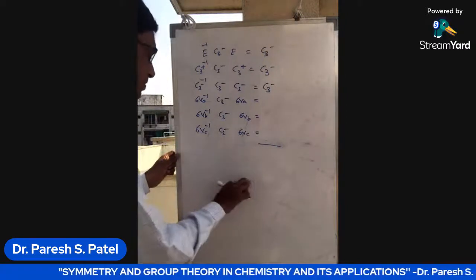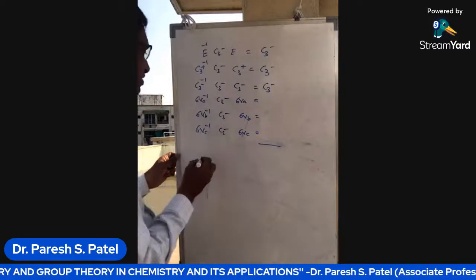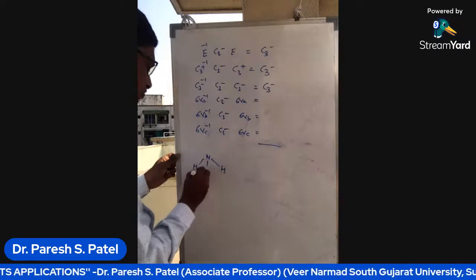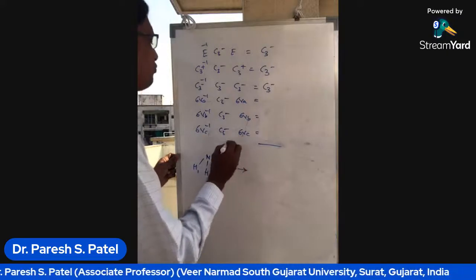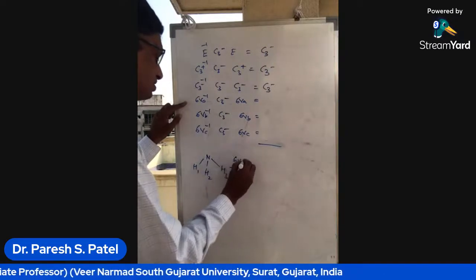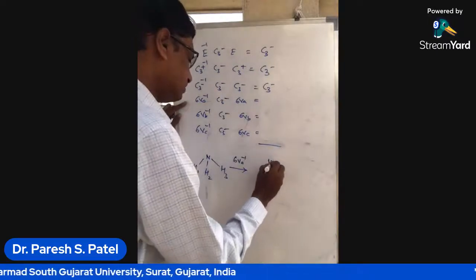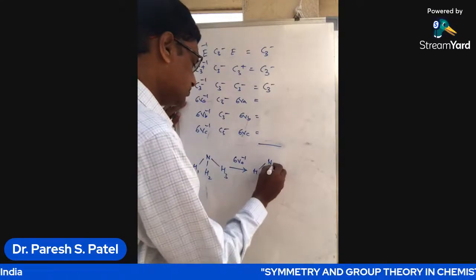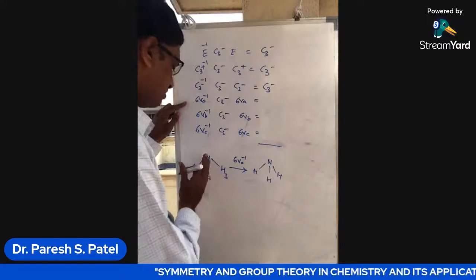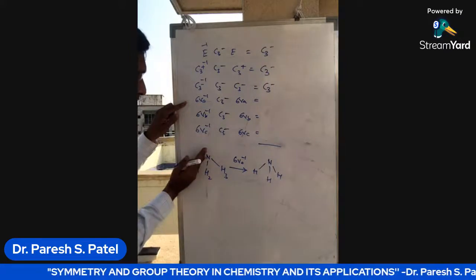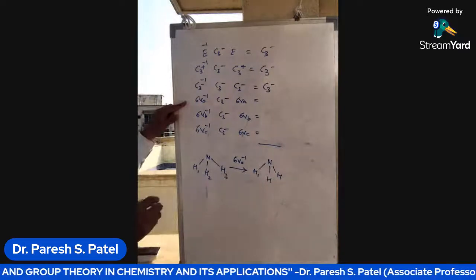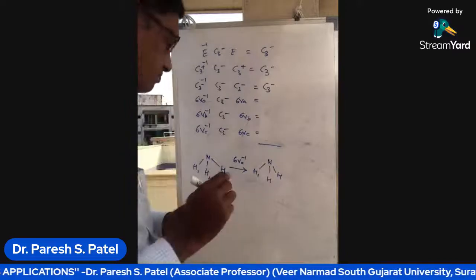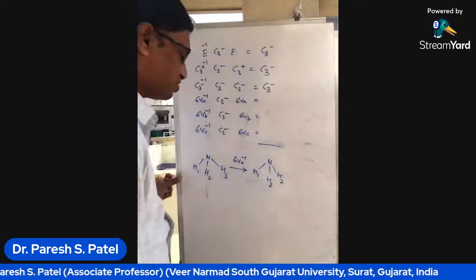Now C3 minus inverse, sigma Va inverse, hydrogen 1, 2 and 3. If we operate sigma Va inverse, then what will happen? Sigma Va inverse, it means we have to put a mirror over here. So position of the hydrogen 1 remains as it is. There is no change. Sigma Va and sigma Va inverse both are the same. 3 and 2 are interchanged.